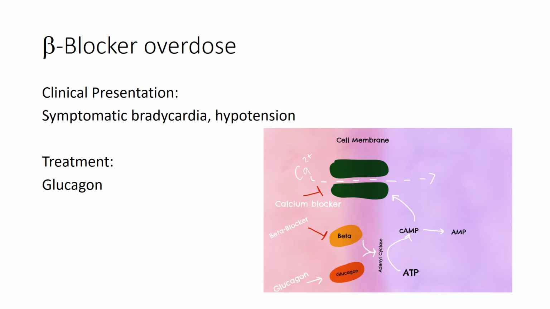I made a little schematic on the side there, and you can see the cellular pathways of why glucagon is advantageous in beta blocker overdose. It's also used in calcium channel blocker overdose. However, it's not as efficacious due to the signaling pathway, as you can see on the schematic to the right.